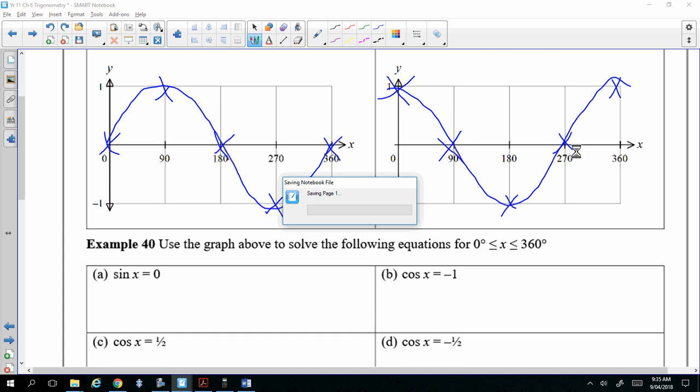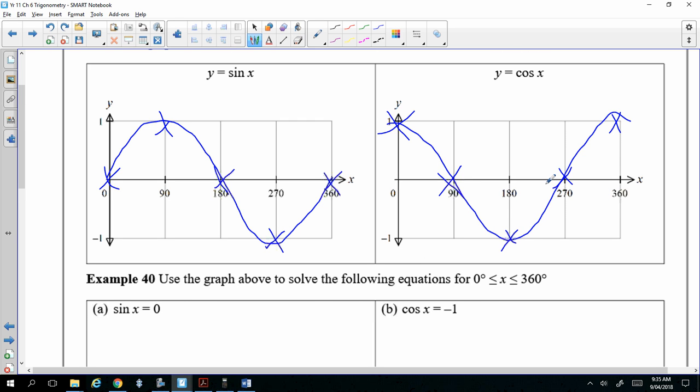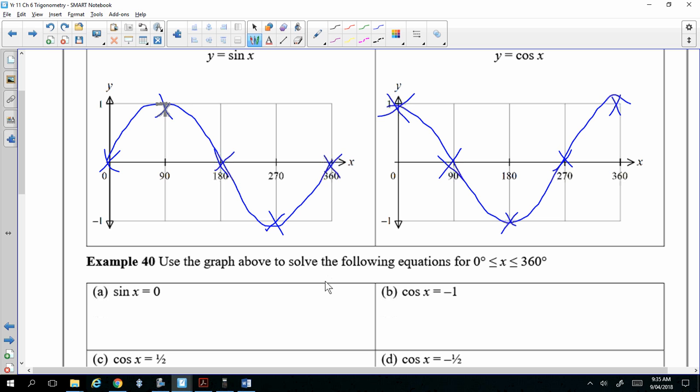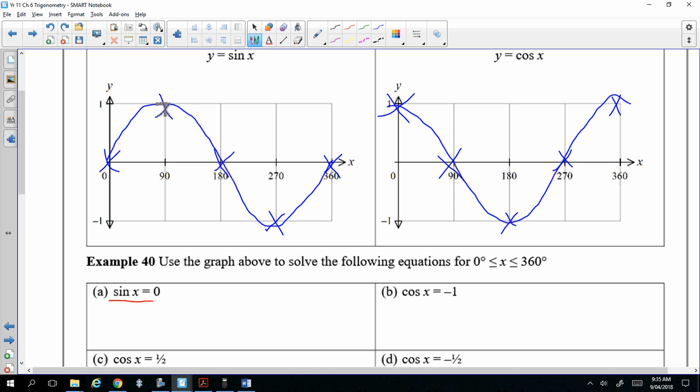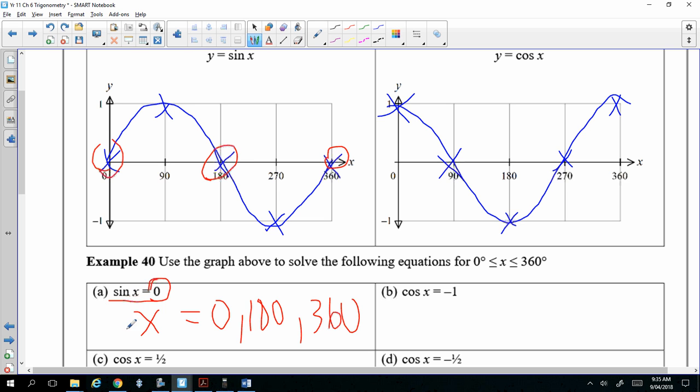Okay, next one. Now, we can actually use the graph to solve some equations. Let's solve the first one. Now, be careful, we're finding angles now. Stop. We're finding angles. What angles make sine x 0? When is it 0? It is 0 at x is 0. What else? 180 and 360. Pretty easy, right? So we can use the graph to work out what angle produces the ratio 0. So when the ratio is 0, what angle would it become? 0, 180, 360.